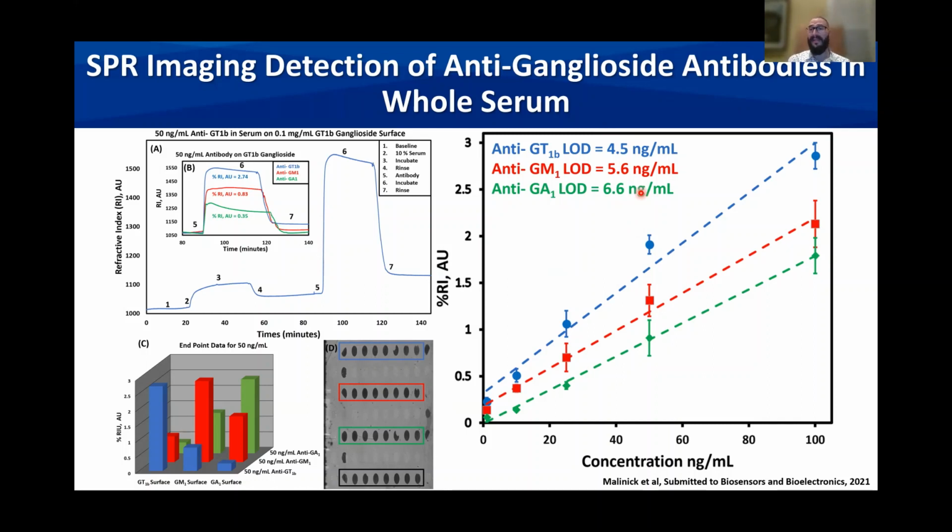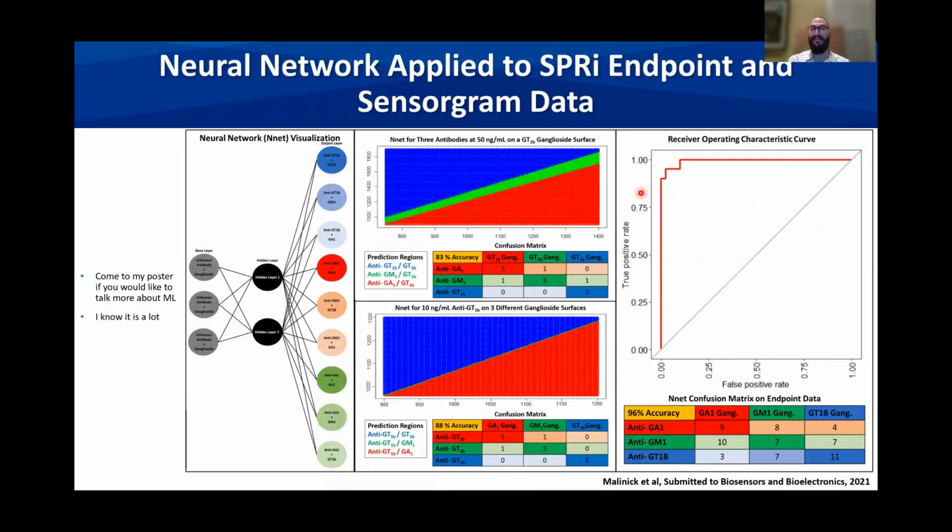But detecting in serum is very complex. There's a lot of cross-reactive interactions that make data analysis very difficult. So to address that, we turned towards machine learning. Specifically, I'll talk about neural networks, which is one of several algorithms that we used. This allows us to look at these interactions with an algorithm that is trained with 70% of the collected data and tested with 30%.